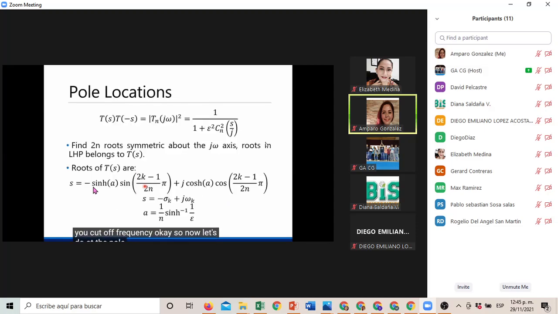So now, let's look at the pole locations of your Chebyshev filter.